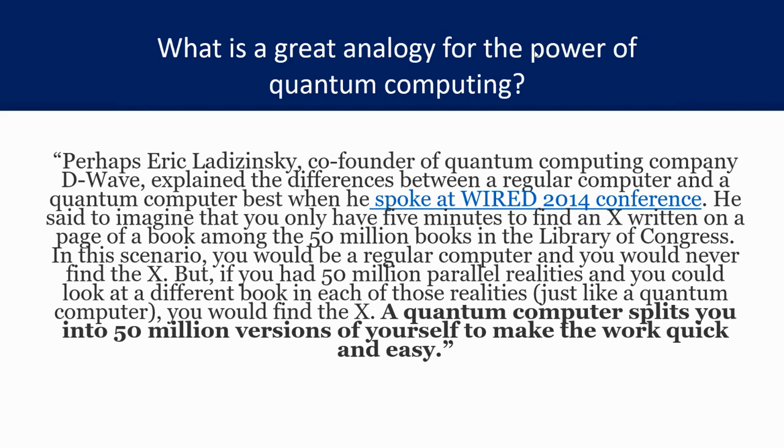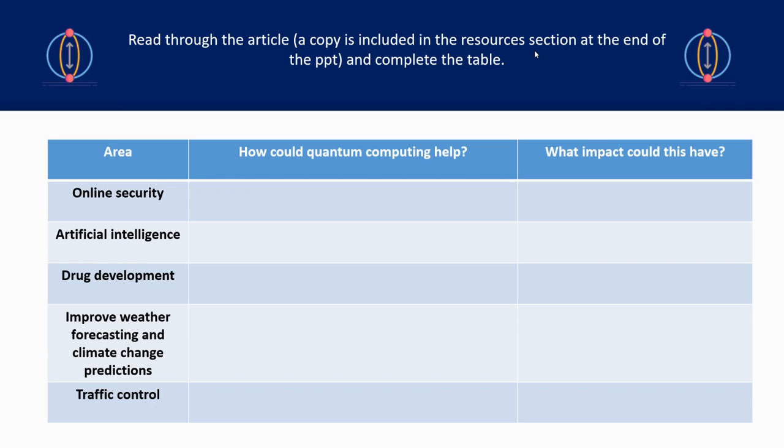You've probably often thought this yourself, sometimes I just wish there was two of me. One of me could be asleep whilst the other one was doing the homework, whilst the other one was out playing, whilst another one was learning a new language. How fantastic would that be? I'd be 4 times more effective. Okay, well, that's basically what quantum computing allows you to do. A quantum computer splits you into 50 million versions of yourself to make the work quick and easy.